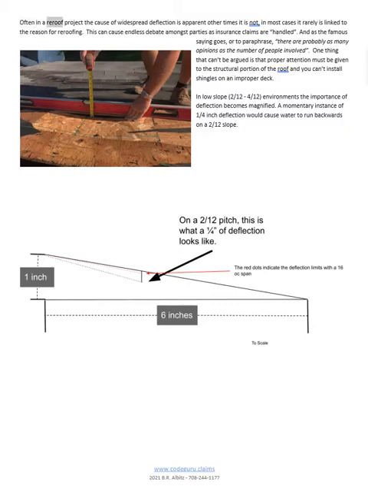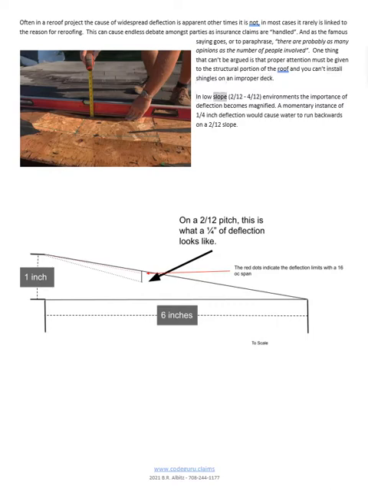Often in a re-roof project the cause of widespread deflection is apparent, other times it is not. In most cases it rarely is linked to the reason for re-roofing. This can cause endless debate amongst parties as insurance claims are handled. And as the famous saying goes, or to paraphrase, there are probably as many opinions as the number of people involved. One thing that can't be argued is that proper attention must be given to the structural portion of the roof, and you can't install shingles on an improper deck.